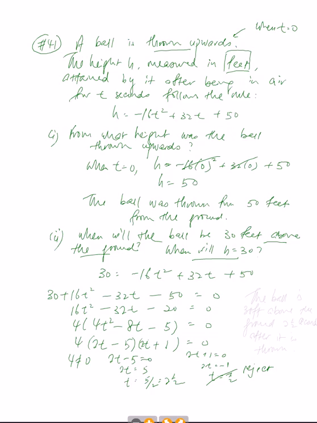So what this is saying is that when will the ball be 30 feet above the ground? The ball is 30 feet above the ground 2.5 seconds after it is thrown.